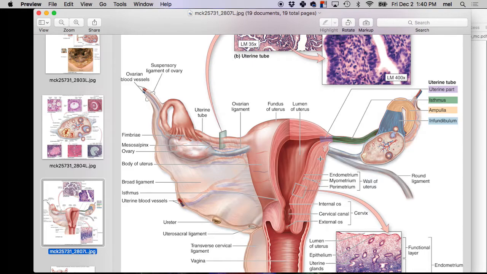Okay? Now, what would happen if a fertilization occurred and the woman had scarring of the fallopian tube? Then can you see how that could cause infertility?